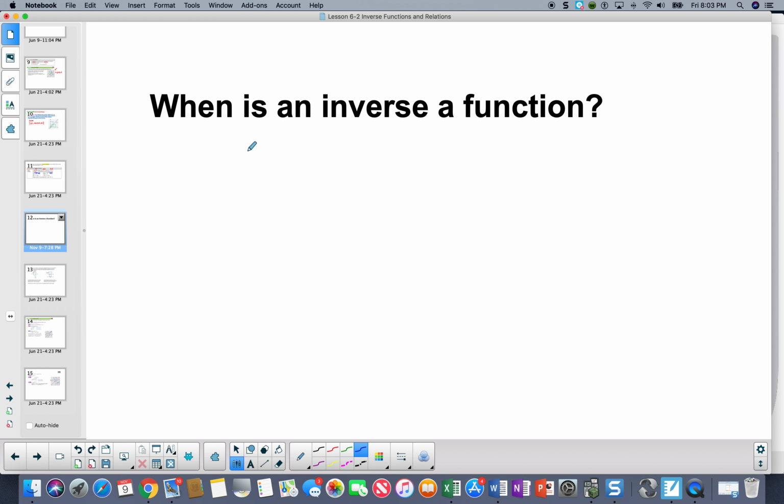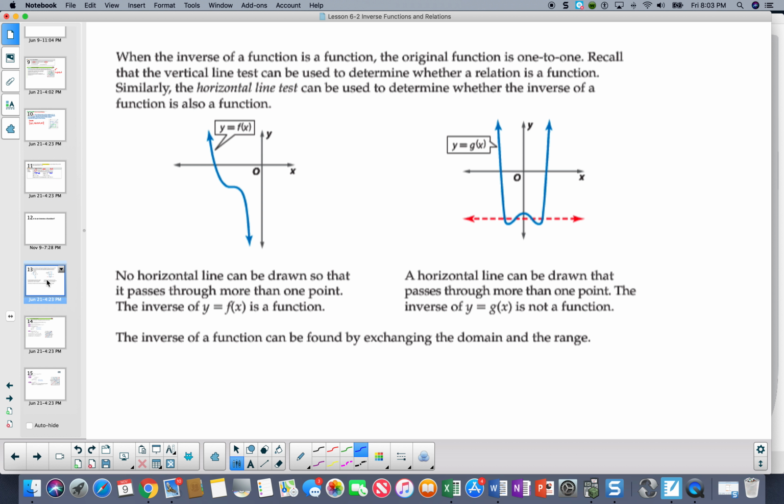So let's go back to this. When is an inverse a function? Let's go to the next screen. The inverse will be a function as long as it passes what we call a horizontal line test. So in here, if the function, this is definitely a function, if the function passes a horizontal line test like this, then I know when I graph it, the inverse will also be a function.